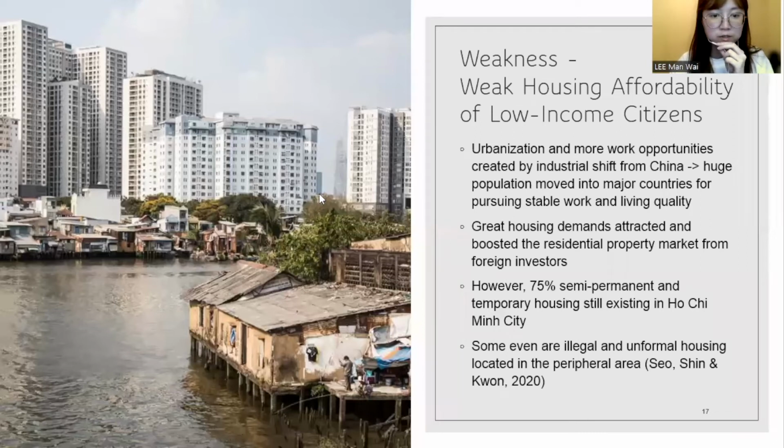There is another weakness about the weak housing affordability of low-income citizens. While great housing demand attracts foreign investors and boosts the residential property market, 75% of semi-permanent and temporary housing still exists in Ho Chi Minh City. Some of it is even illegal and informal housing located in the peripheral area. You can refer to this picture.